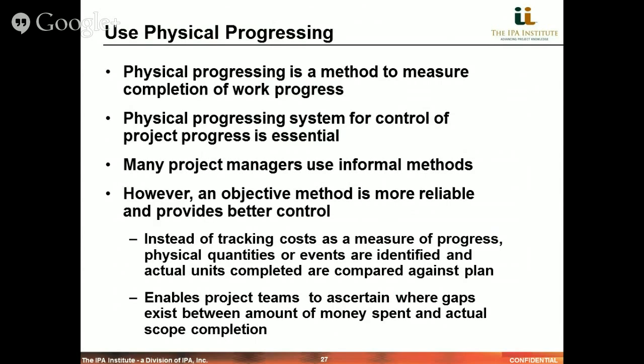An objective method of physical progressing is reliable and provides better control. As I had mentioned earlier, tracking cost as a measure of progress is risky. You can spend a large amount of money and actually not accomplish very much, whereas physical quantities or events can be identified and they help you measure your actual progress. And it helps the team to ascertain where gaps exist between the money spent and the actual scope completed.